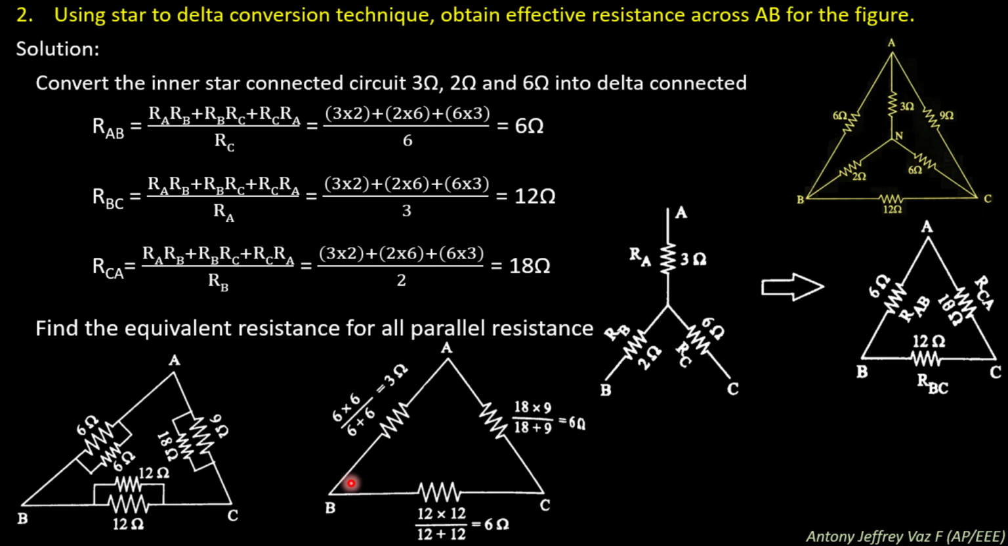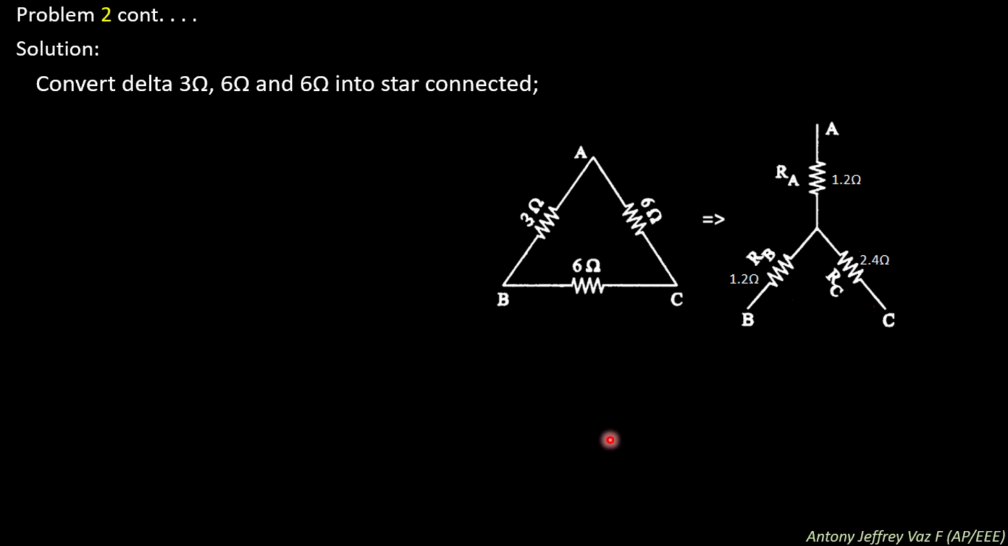Here the branch AB has a resistance of 3 ohm, and the branch AC has a resistance of 6 ohm, and branch BC has a resistance of 6 ohm. So this delta is to be converted again to star connected. So this is the delta. Here the delta values are 3 ohm, 6 ohm and another 6 ohm. So this delta connection is converted back into star connection.